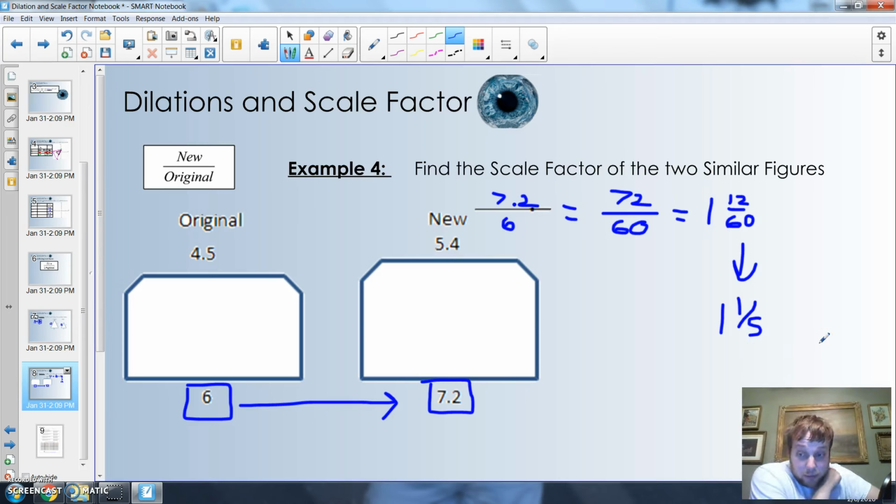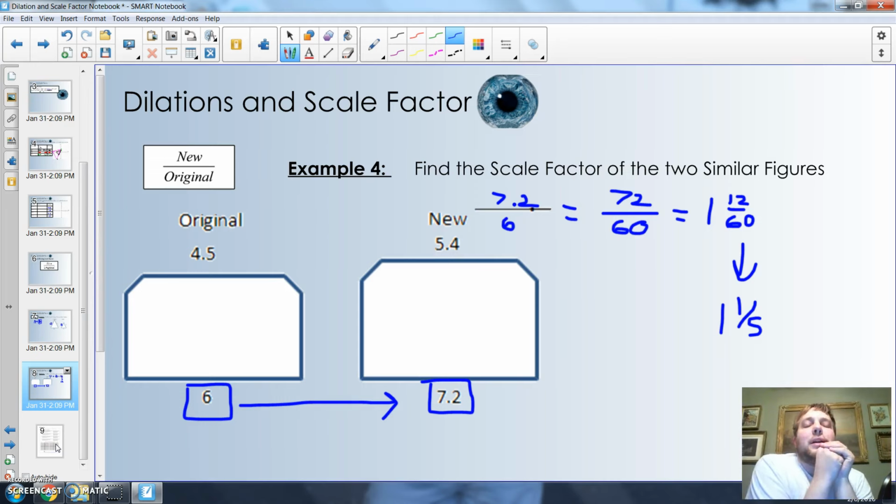Now this is all done with no calculator, as I always brag. So it looks pretty good, guys. There's your dilation scale factor. Remember, new over original. Alright, so, new over original.